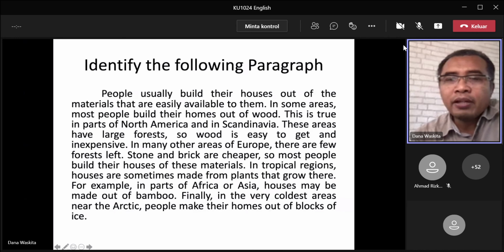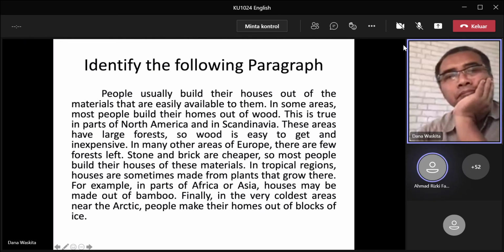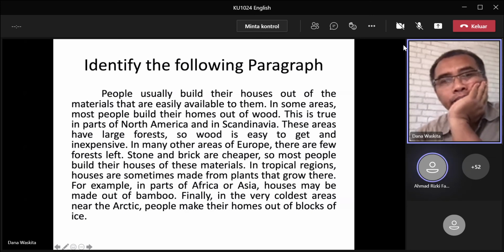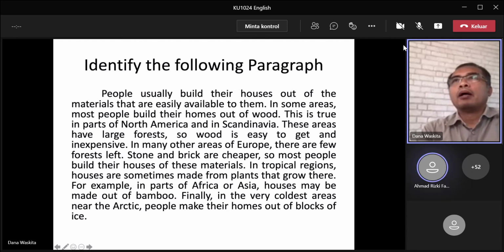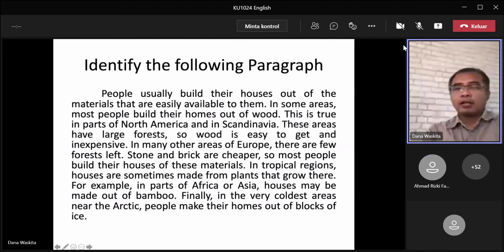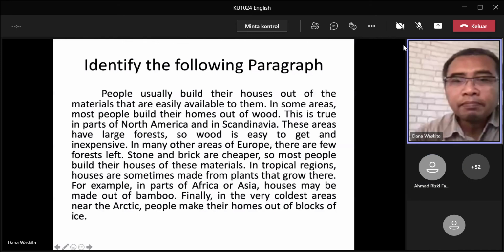Rizky, can you find the concluding sentence in this paragraph? The concluding sentence, of course, concludes the explanation or restates the topic sentence. Can you find it really?